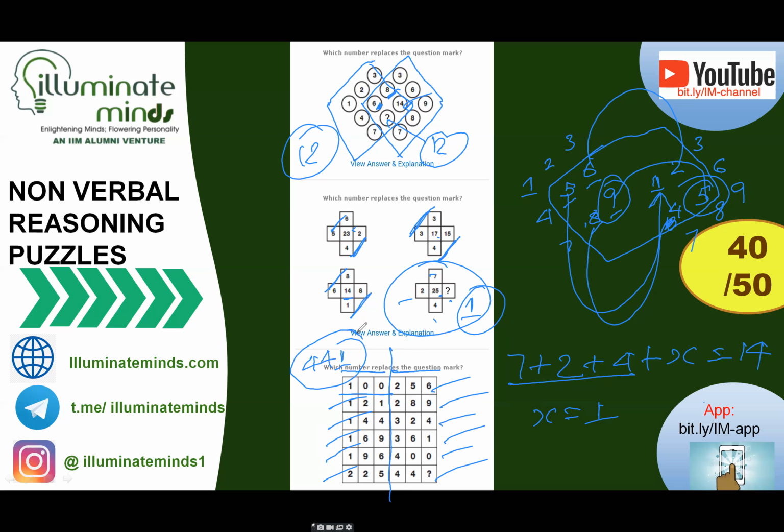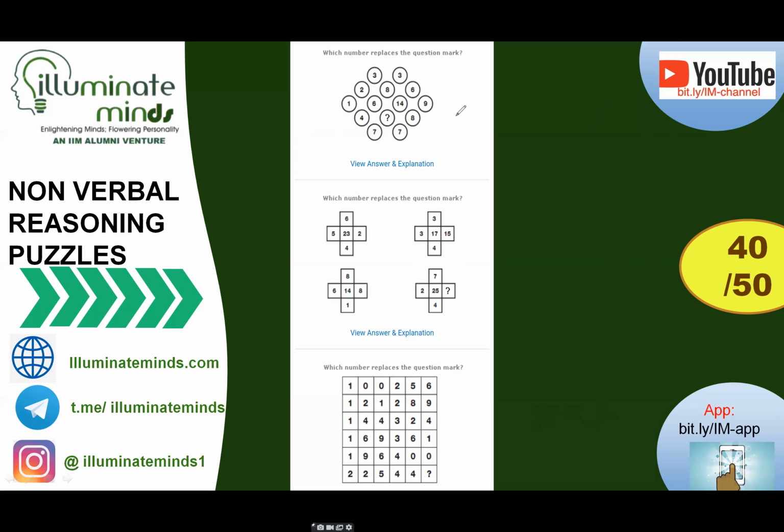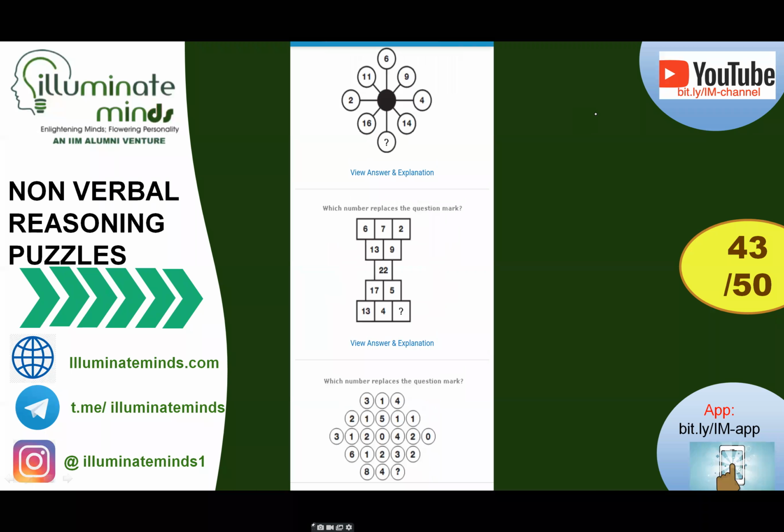Okay, so I'm going to the next set of problems. So these ones are not as difficult as the last ones were. So if you look at this, 2 plus 11 plus 6, 2 plus 11 plus 6 is how much? 19. Similarly, 6 plus 9 plus 4 is 19. Similarly, 2 plus 6 plus 1 will become 19. And 1 plus 4 plus 14 will also become 19. So the correct answer is 1.